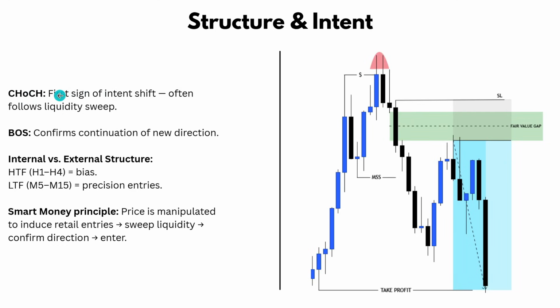A change of character is the first sign of intent shift. It often follows a liquidity sweep. After price clears a prior swing high, as you can see here, this is a prior swing high, price has to displace lower to change the trend because price gave us a liquidity sweep. Price can also give us a liquidity run, but the liquidity run is more of an advanced setup that I teach in the VIP group, right?